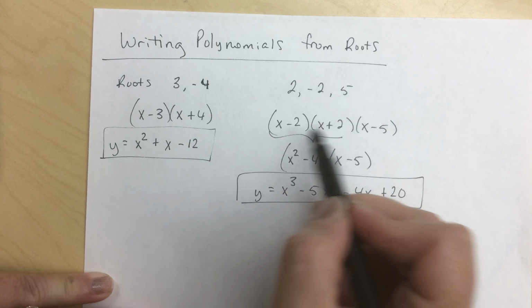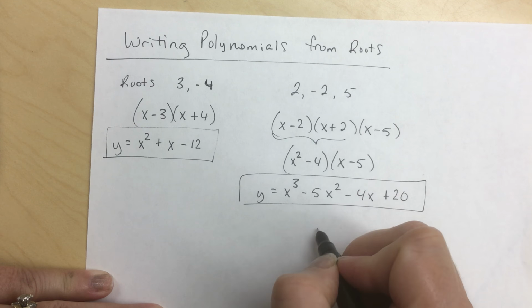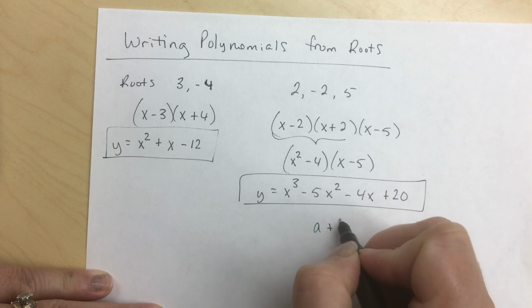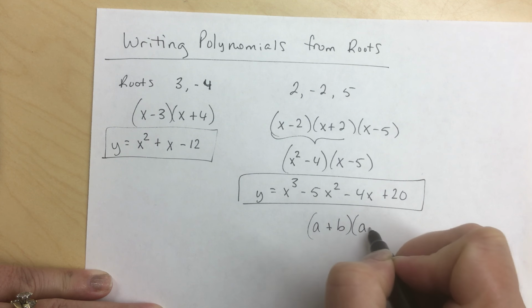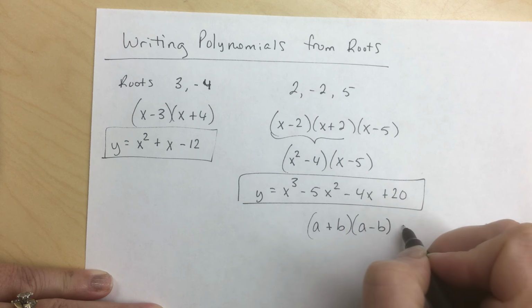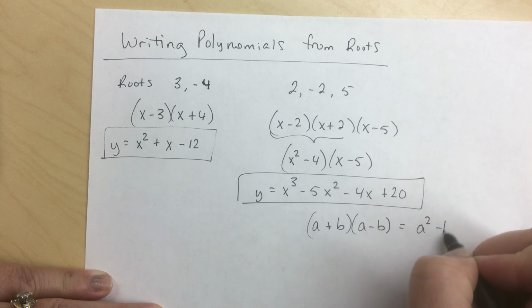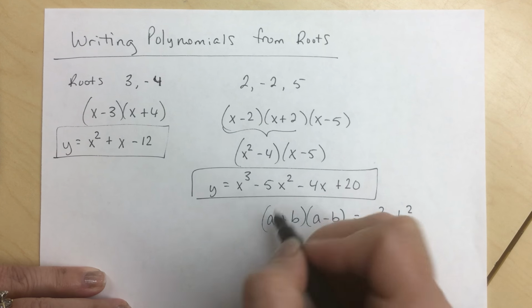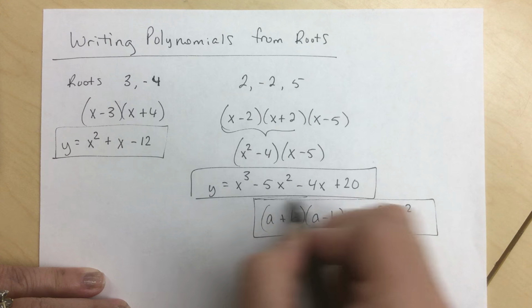So when I use this right here, I'm using that rule that says that a plus b times a minus b is equal to a squared minus b squared. I'm going to use that a lot coming up here.